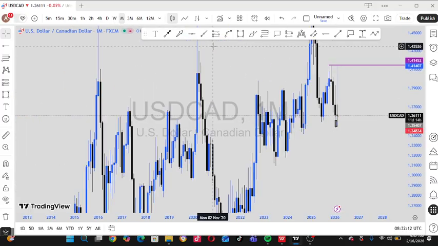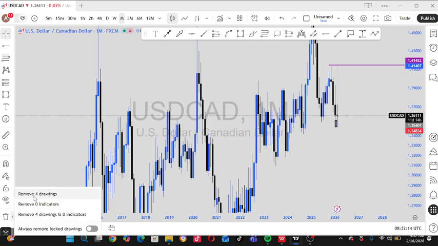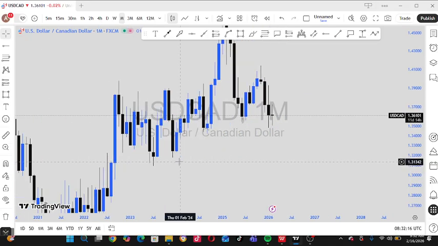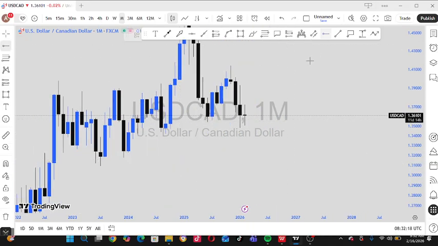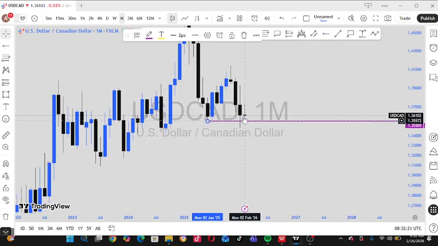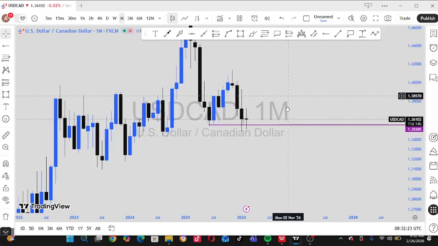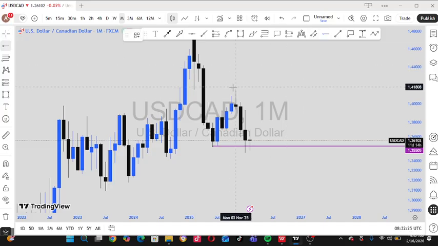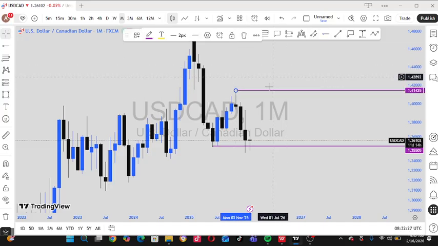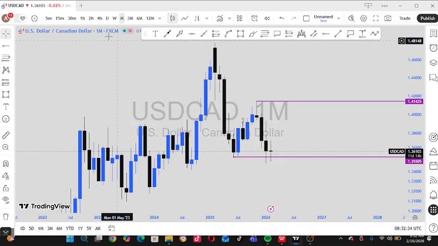Let's see monthly first. Let's delete all this. On this monthly time frame, what are we saying? We see this CRT candle range shows sell side liquidity has been swept. We want the market to come back to this buy side liquidity.